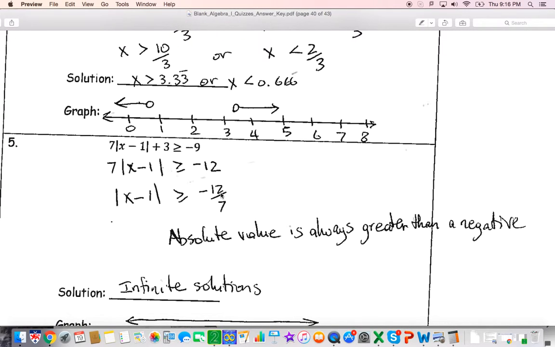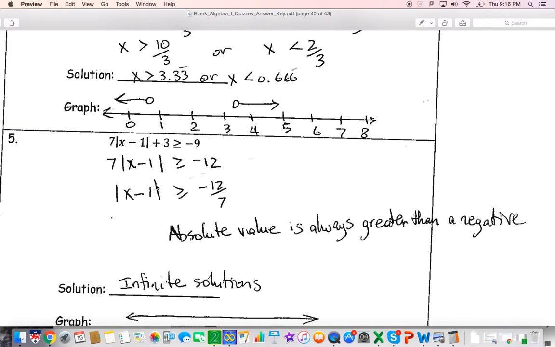And here we have an absolute value inequality, and as you know, when you see this part, always isolate it first, and then you can solve. So we isolate that. We subtract the 3. We get that this is greater than or equal to negative 12. We divide by 7, and we get that this absolute value is greater than a negative number.